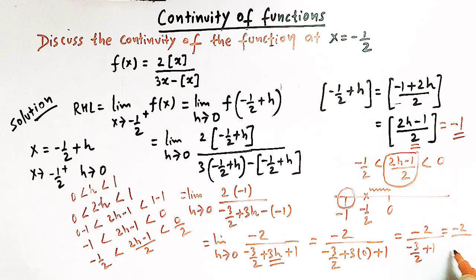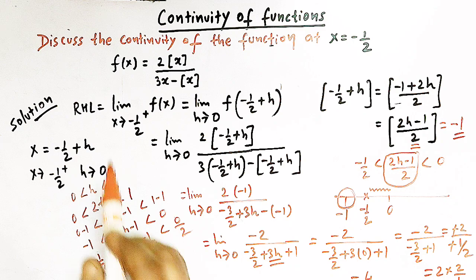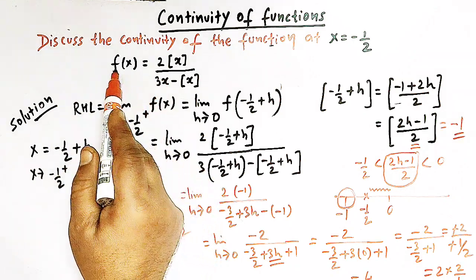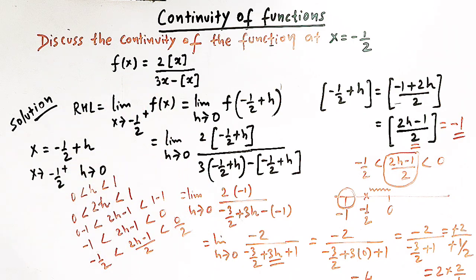So this is -2 over -3/2 + 1. So -2 over -3 + 2, that is -1 over 2, right? So minus and minus get cancelled. So we have 2 times 2 over 1, that is equal to 4. So the right hand limit of this function is equal to 4.